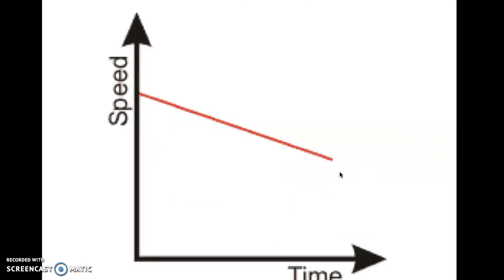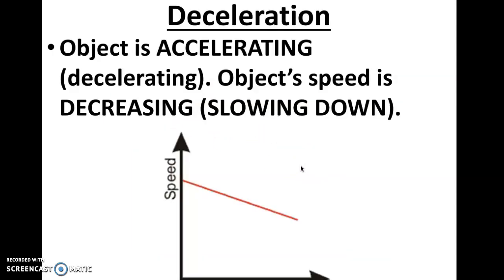Alright, so if my line is moving down, so moving in the opposite direction, then that means I have deceleration. My object is accelerating, but it's negative acceleration. So it's slowing down.